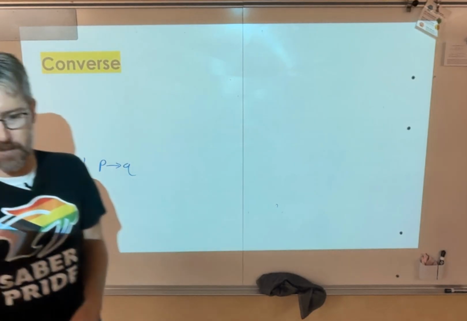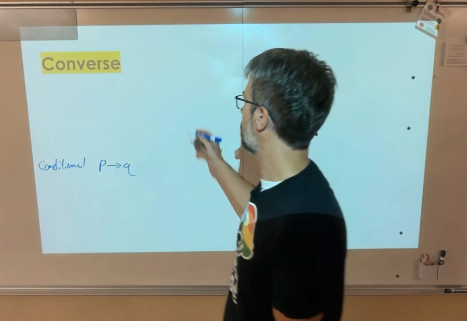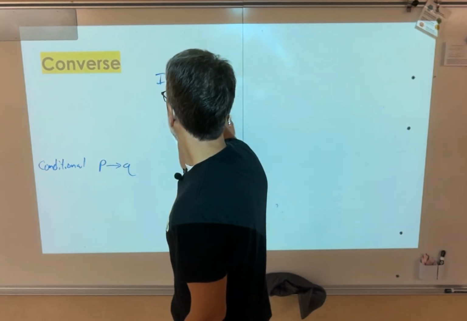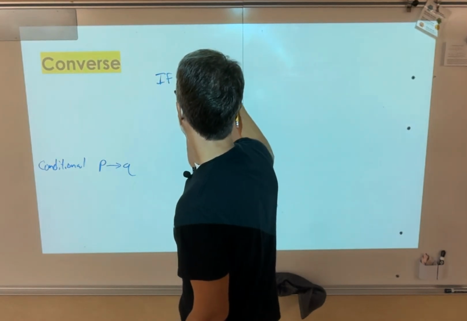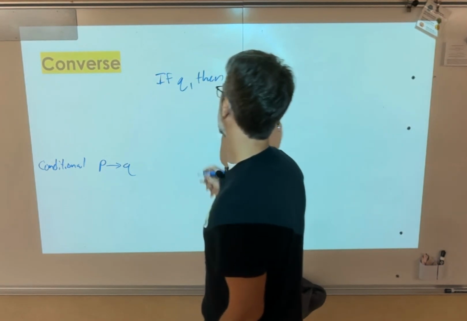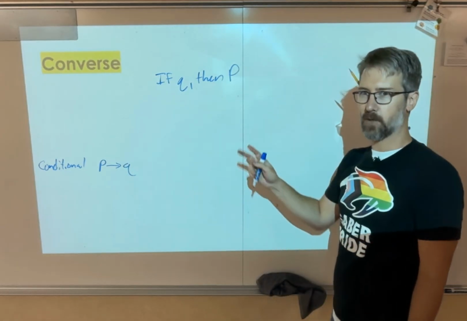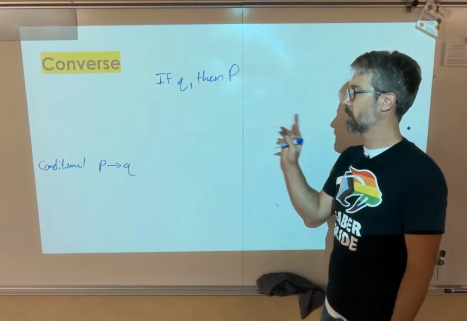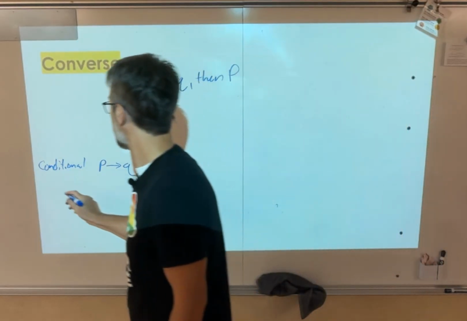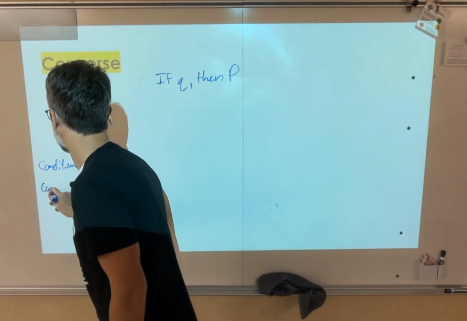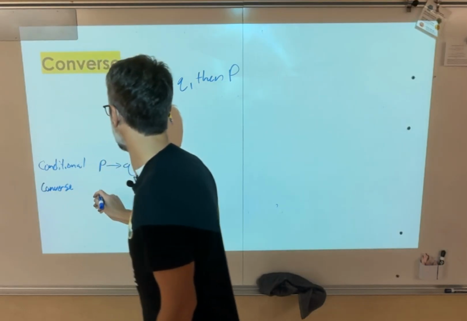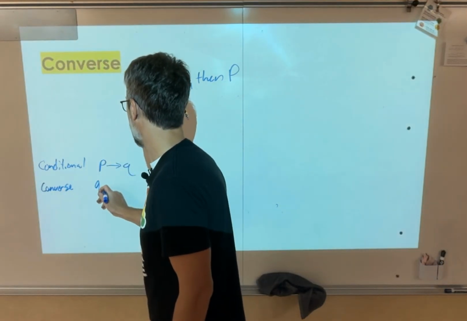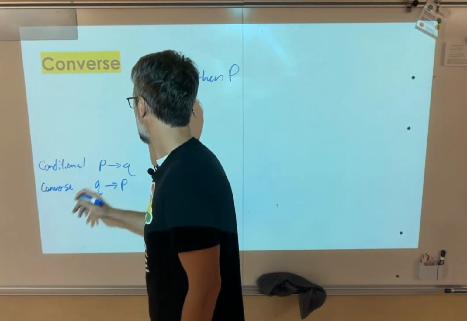What a converse is, it switches this around and it says if Q, then P. Right? So it switches our if-then parts around. It switches the hypothesis and the conclusion around. So for our converse, for my little cheat sheet down here, I'm going to switch these around and say if Q, then P.